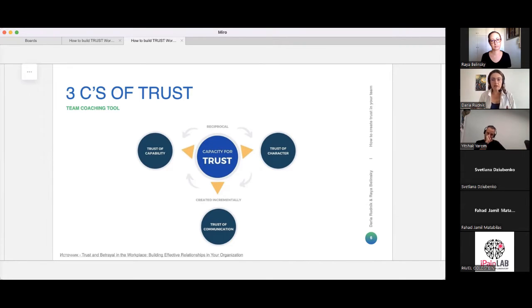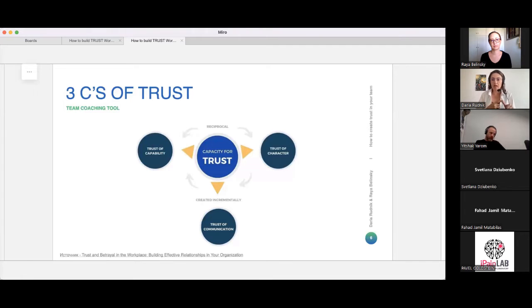When you have trust of character, you can share some of the concerns with some of the team members. But it's a completely different situation when you can share them in front of a group. So when you have this trust of communication, where you can openly share your concerns, where you can be vulnerable, when you can be innovative and creative, not afraid of being judged, that's when you have trust of communication. And that's when you have this capacity for trust for your team.